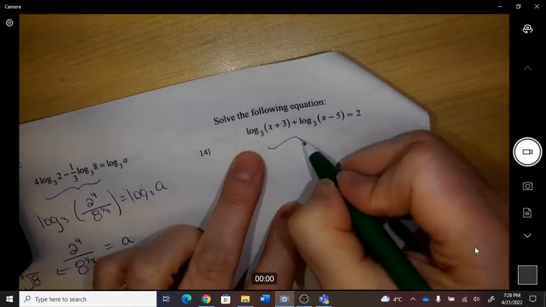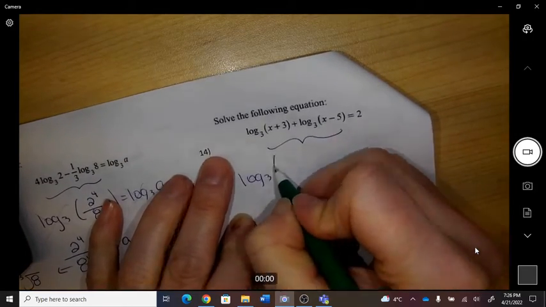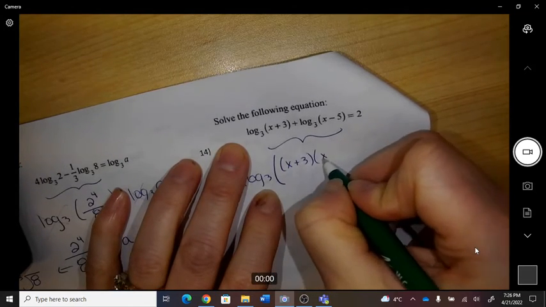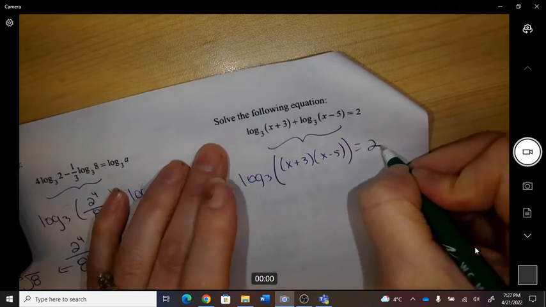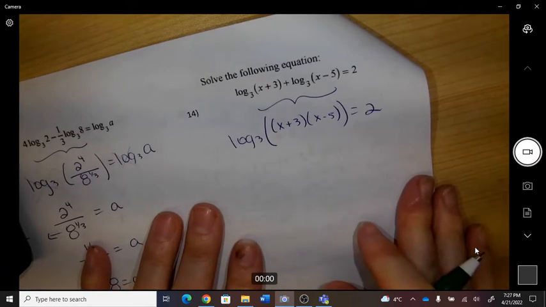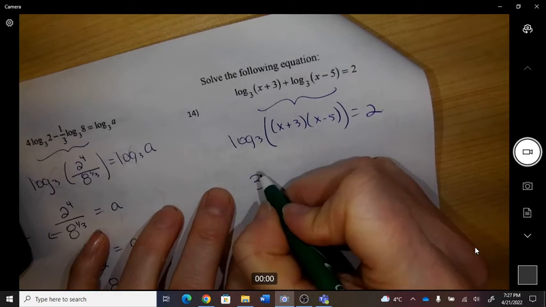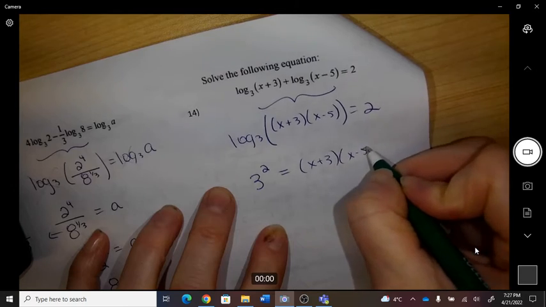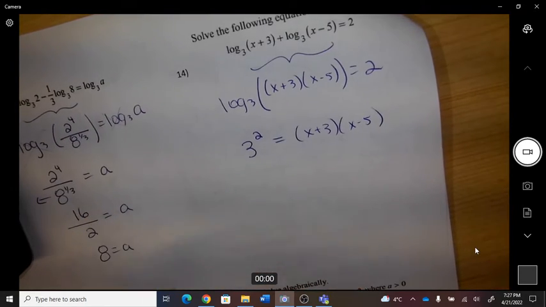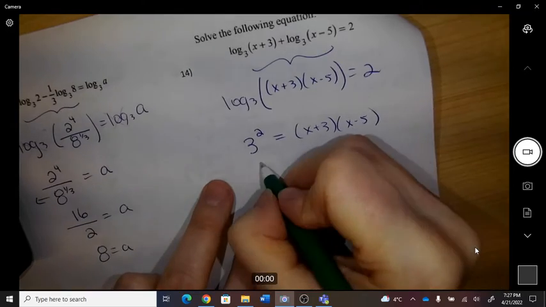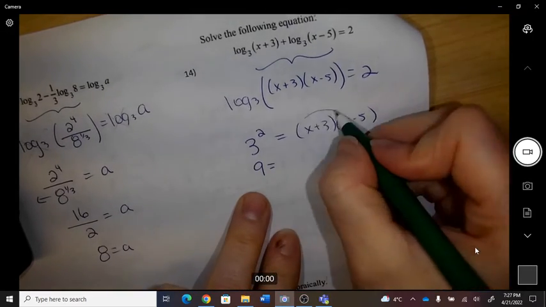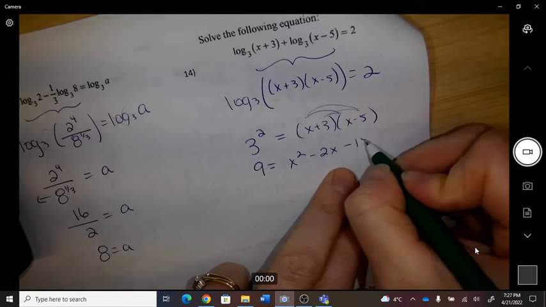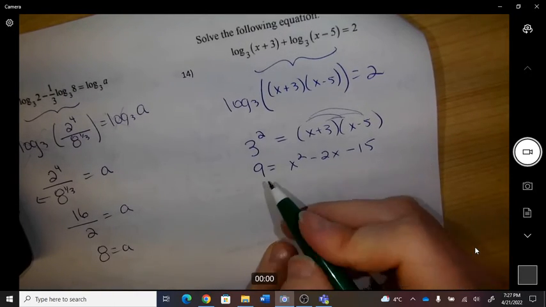Okay, I'm going to group that together. So log 3 of the add puts it together with multiplication. Now I'm going to rearrange that to be exponential. So 3 to the 2 equals this result. So that's switching forms. And now this is 9. And then I'm going to FOIL. Now I'm going to zero this out.